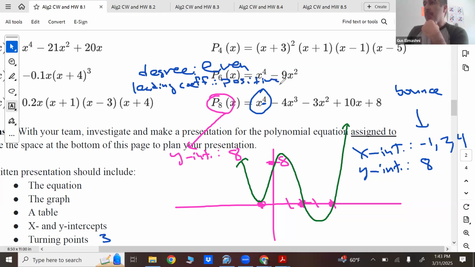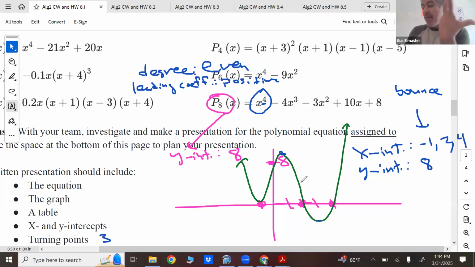So it's going to open up, up. It opens up, up, bounces at -1 because that's what the graph showed, 2 and 4, the graph shows that. Y-intercept, of course, it's 8. High and low points, we already got from the calculator or Desmos, so you don't need to state what they are. But they're obviously here and here.